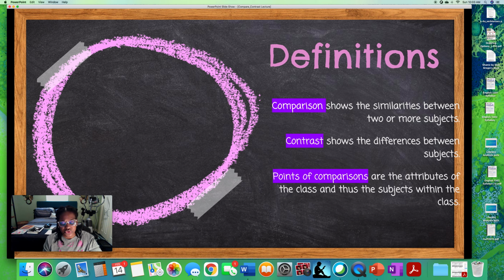You're not going to choose two topics that are so vastly dissimilar that there's nothing that they have in common. You are going to choose subjects that have something in common so that you can highlight the differences. Okay? And then a point of comparison, we will get into what that definition is a little bit later on in the presentation. But a point of comparison is the actual attribute and class of this thing that you are describing or choosing to write about. Okay?